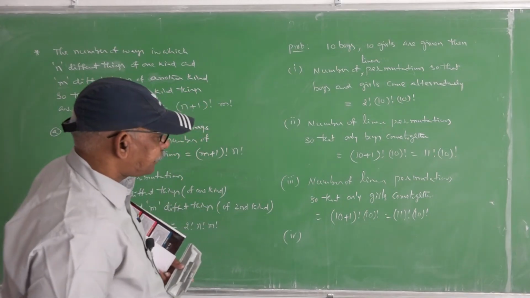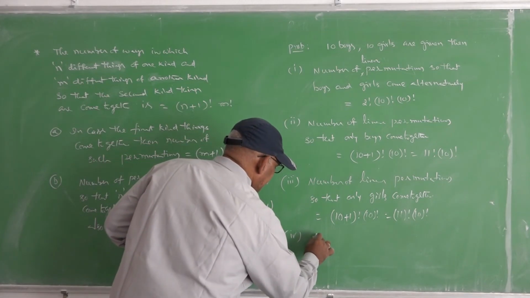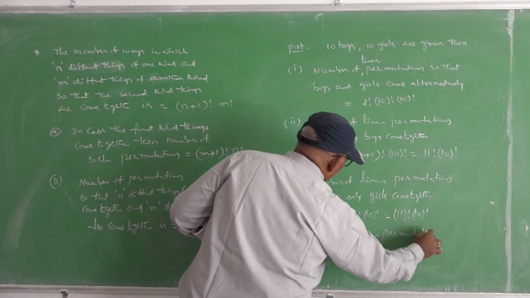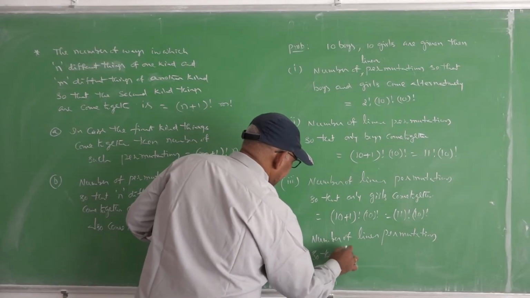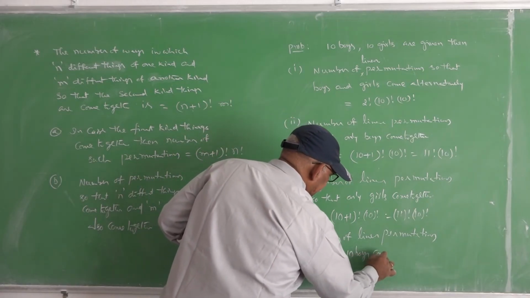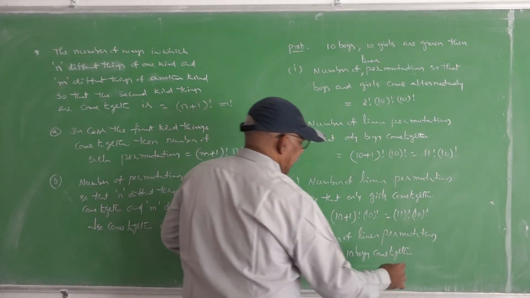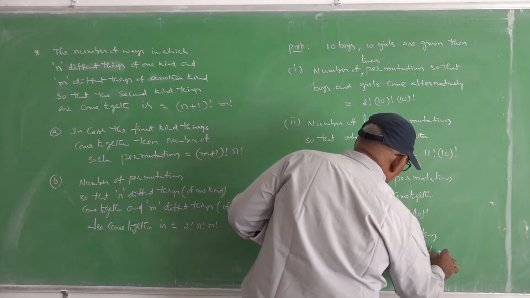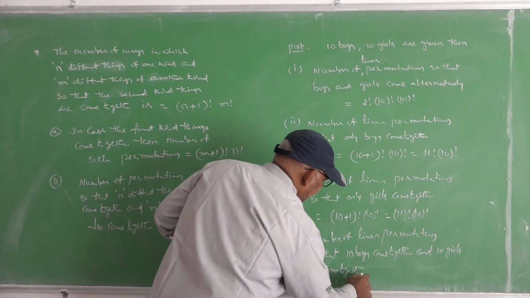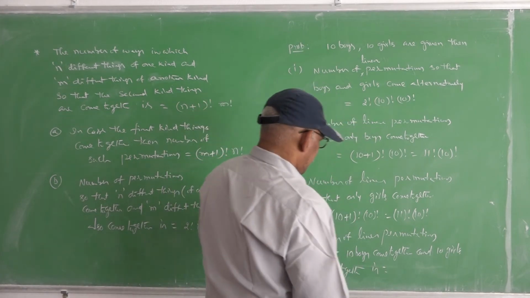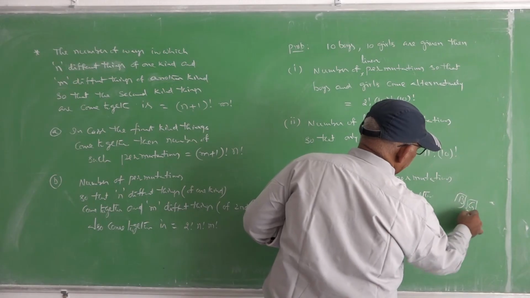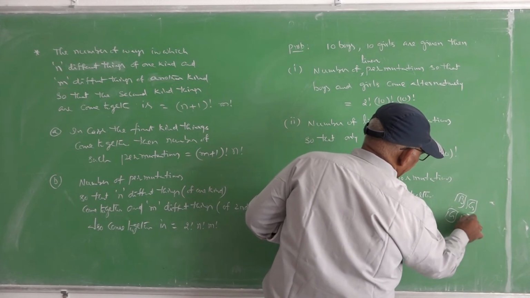Next one. The number of linear permutations so that all 10 boys come together and all 10 girls come together is equal to: assuming all the boys as one single boy and all the 10 girls as a single girl, these two can be arranged in 2 factorial ways, either BG or GB.